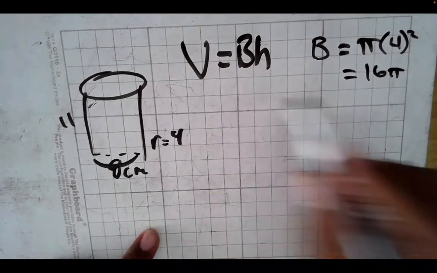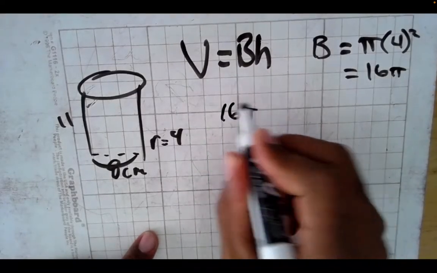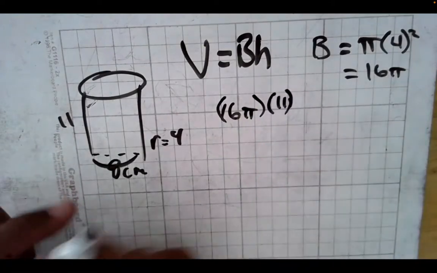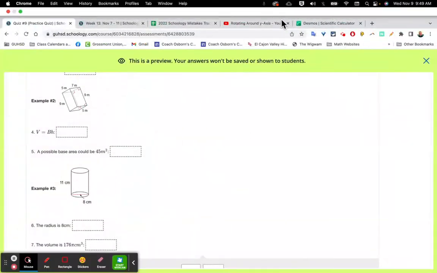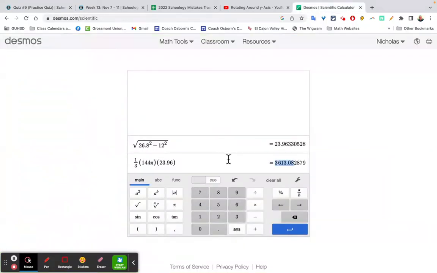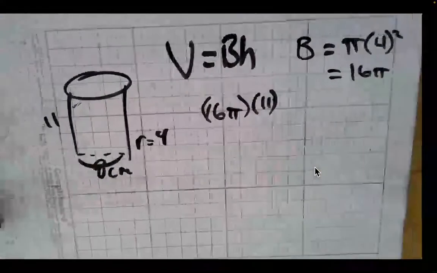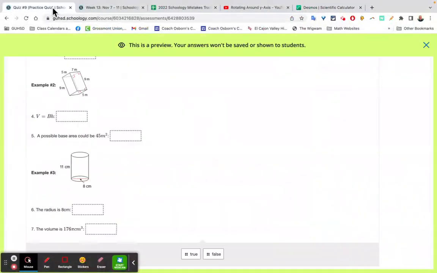So I'm just going to plug that into the formula. So now 16 pi times the height, which is 11, and that's going to give me the total volume. Okay, so if I go over to the calculator, let's see what that looks like. It's going to be 16 times 11, and don't forget the pi. Okay, so you can see that it's 552.92.